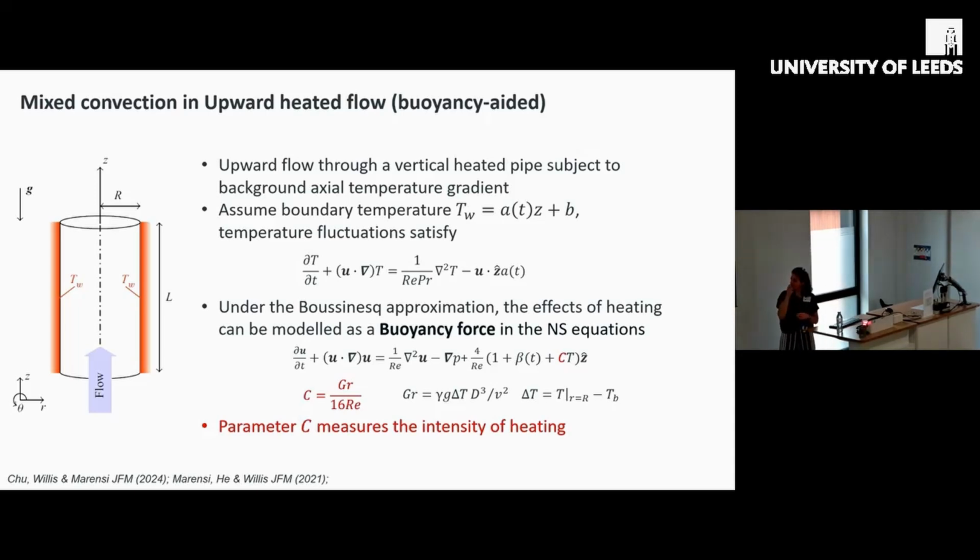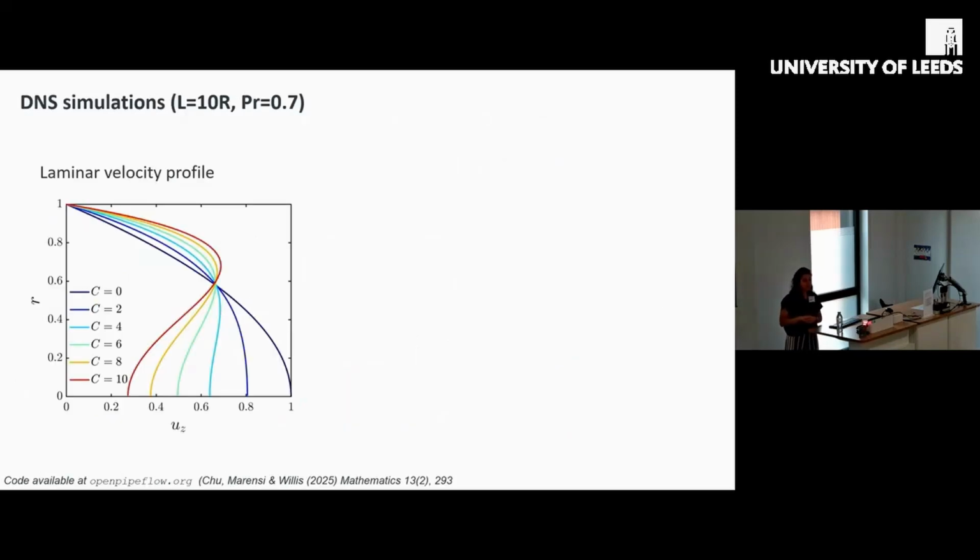So to perform the simulation, we have extended the open pipe flow solver of Ashley Willis to include this effect of heating. And the DNS results that I will show you are all for a pipe length of 10 radii and for a fixed Prandtl number of 0.7, which is typical of gases.